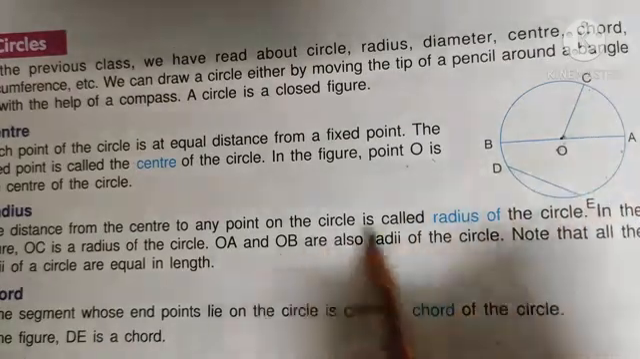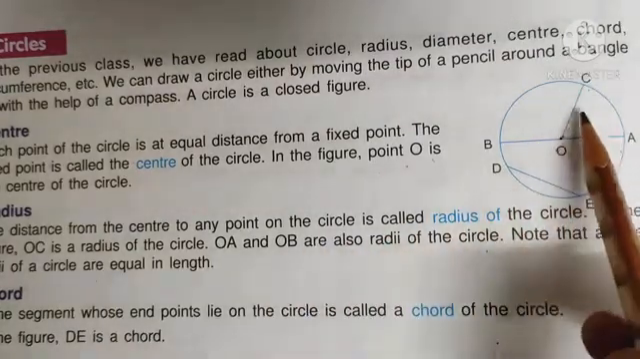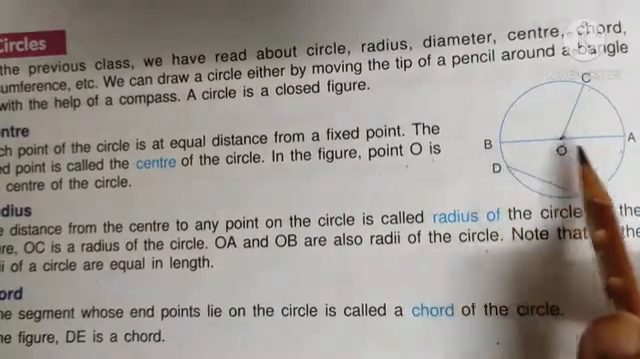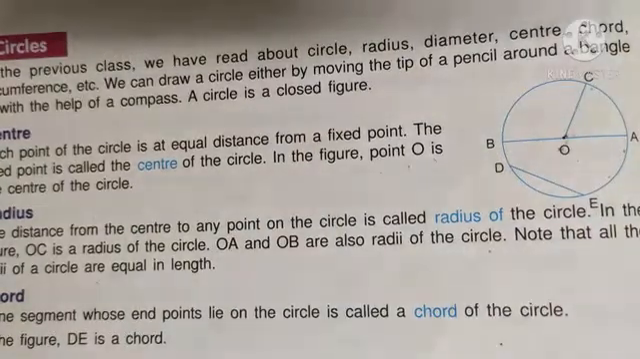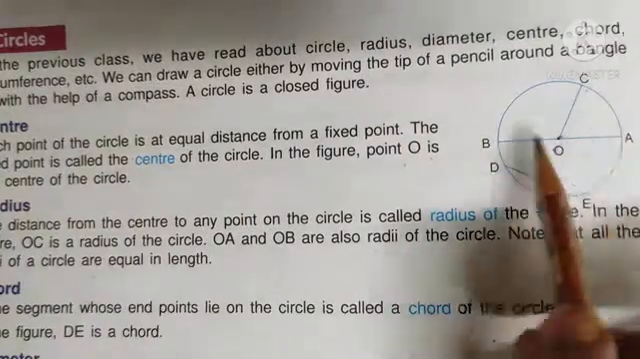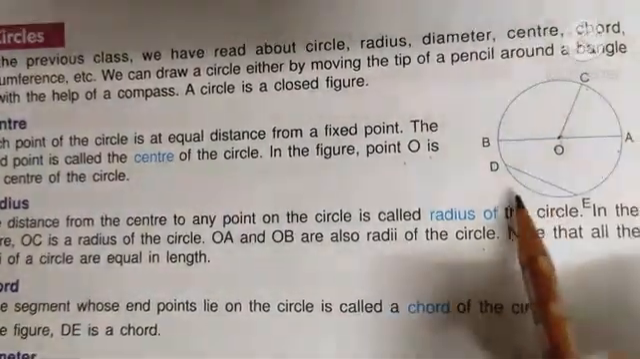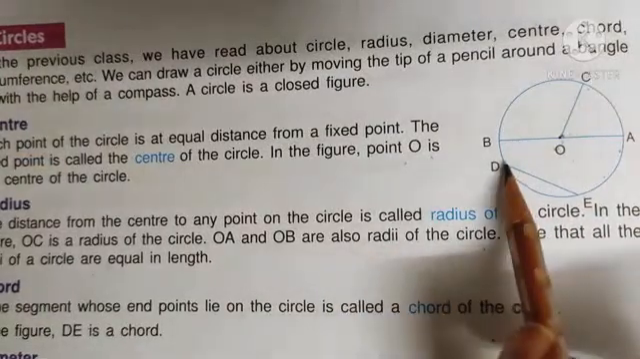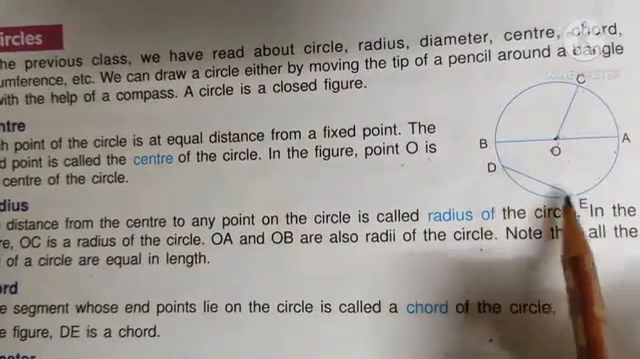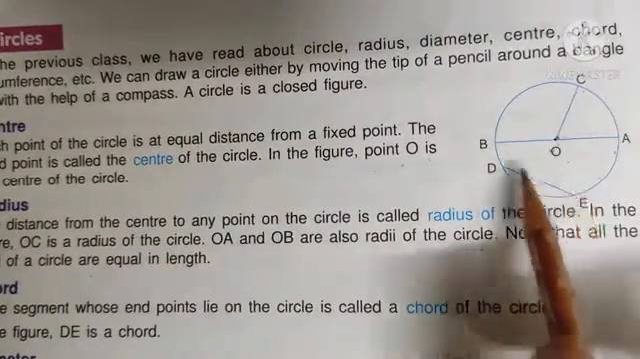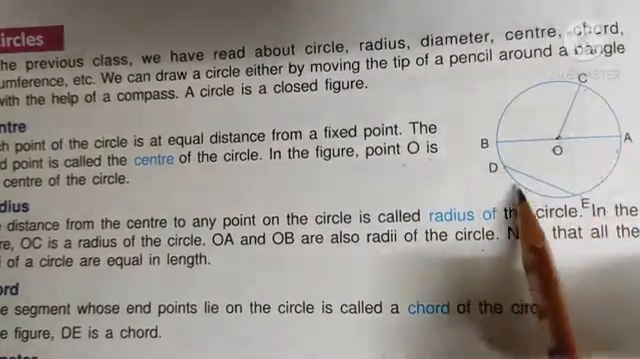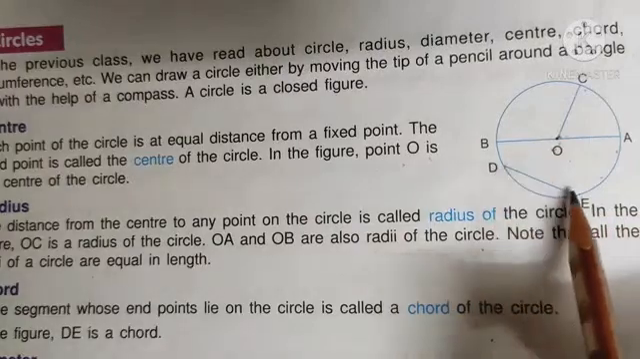And in this figure OC is the radius, and OA and OB are also radii of the circle, and the radii of the circle are equal in length. OC, OA, OB are equal in length. See here, a line segment whose end points lie on the circle. Here E and D, the end points of ED, lie on the circle. In this figure ED is a chord.